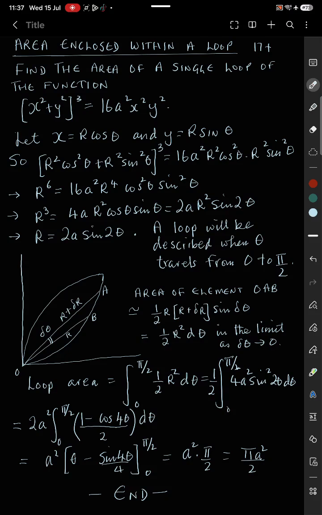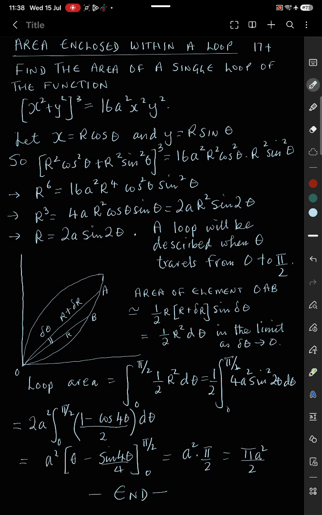So a loop will be described when theta travels from 0 to pi upon 2, because at both those values, the function reduces to 0. Okay. Now, looking at the diagram, the area of the element OAB is approximately a triangle, so it would be 1/2 (r plus delta r) sine delta theta. And in the limit, that reduces to 1/2 r squared d theta, as delta theta tends to 0.